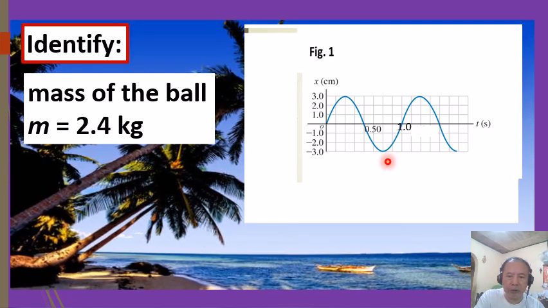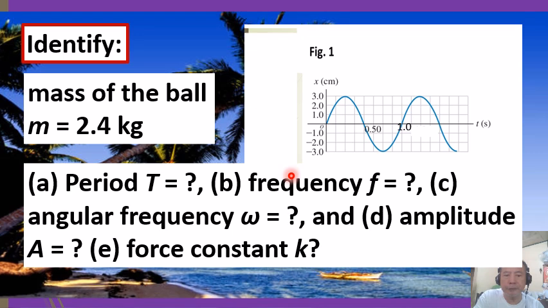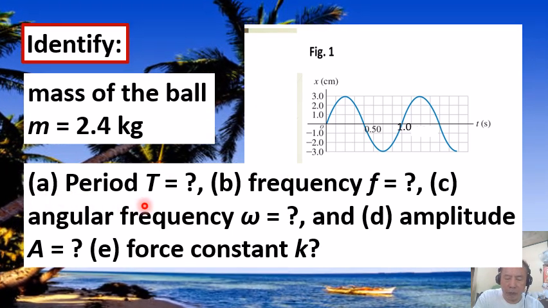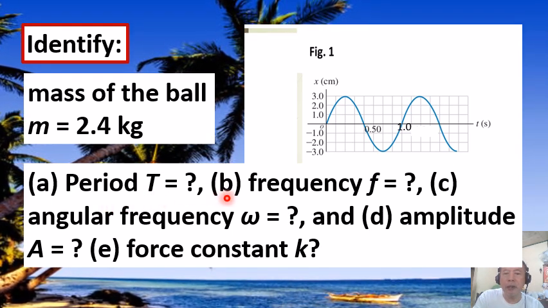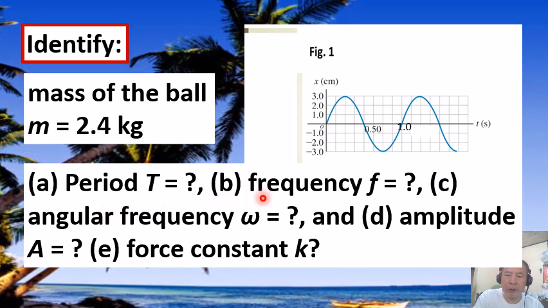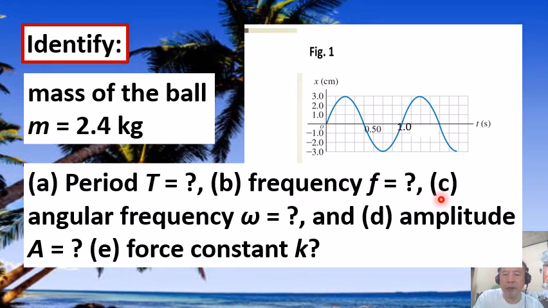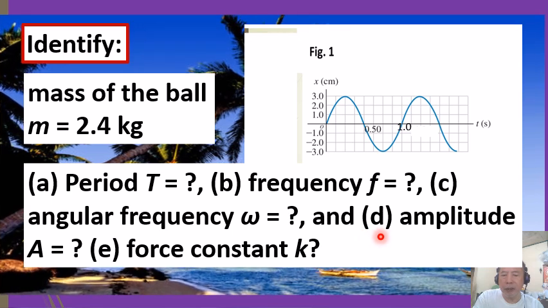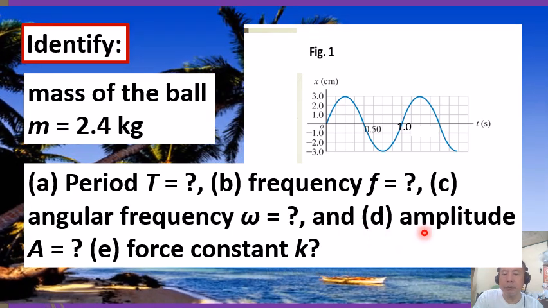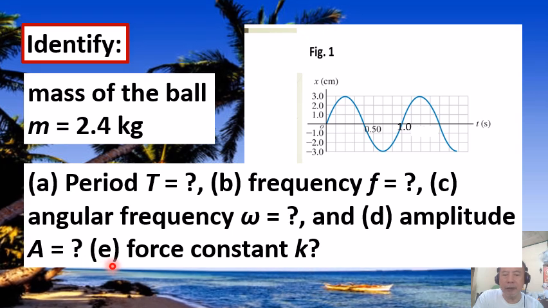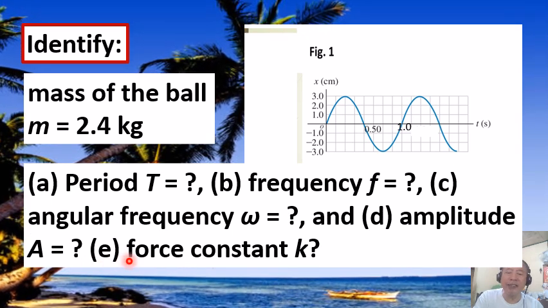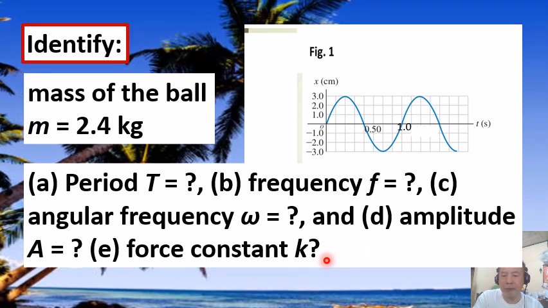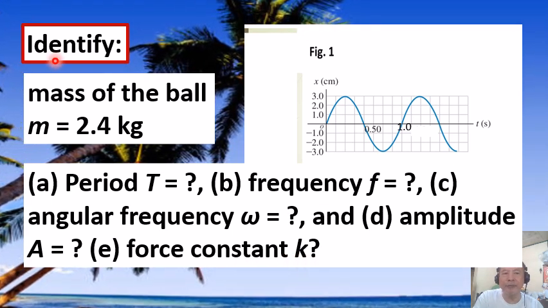And our target variables are, in part A, the period capital T, or period of oscillation. In part B, the frequency small f. In part C, the angular frequency omega. And in part D, the amplitude capital A. And of course, in part E, we are to determine the force constant of the spring, denoted by small letter k.